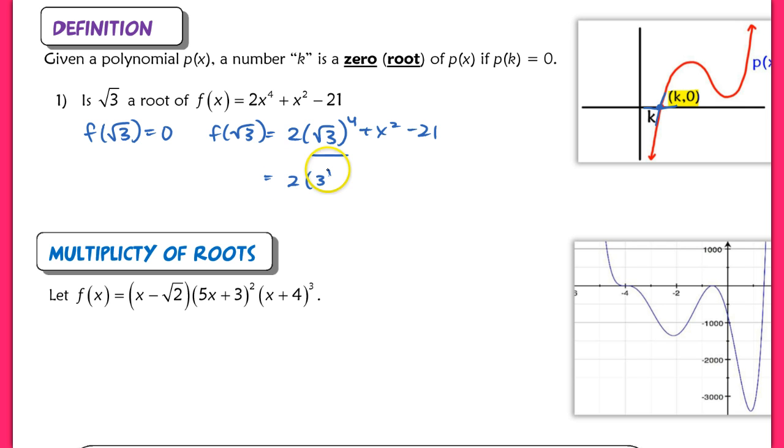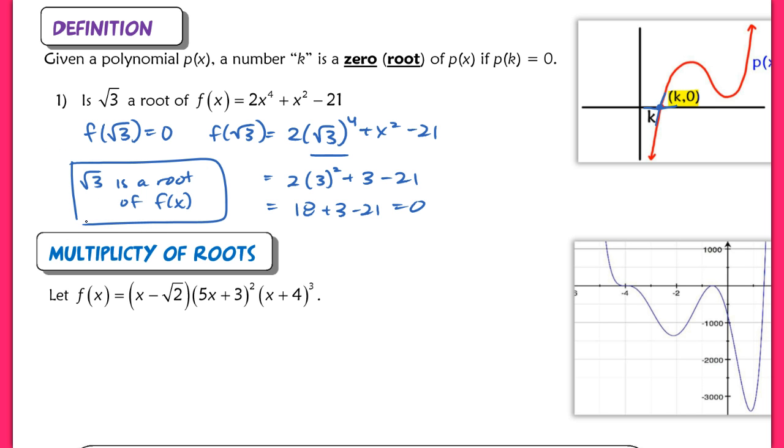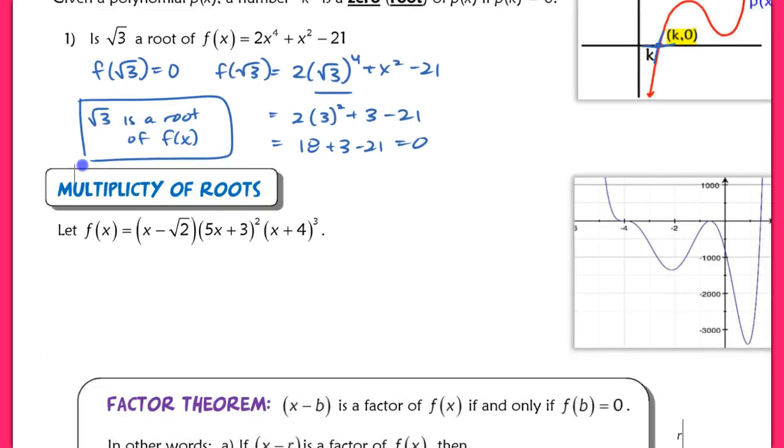And you can write that as 3 to the 1/2 to the 4th power, so this is simply 3 squared, plus 3, just 3, square root of 3 squared is just 3, minus 21, and we end up with 18 plus 3 minus 21, which is 0. In other words, the square root of 3 is a root of f of x. Alright, so that's the definition of a root. If and only if p of k is equal to 0, then you can assume that k is a root.